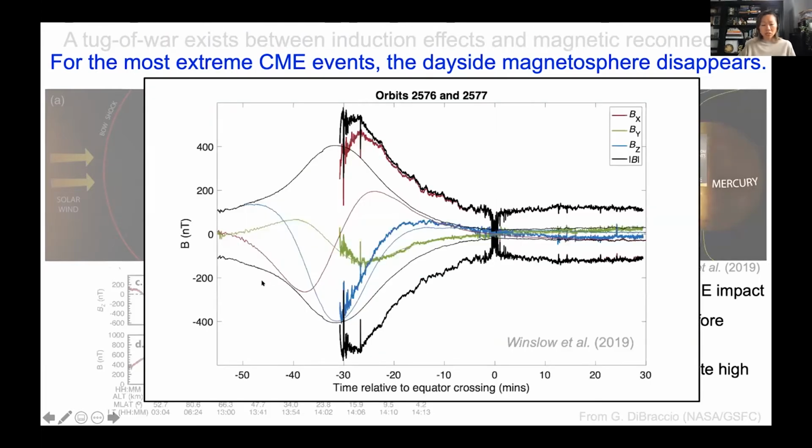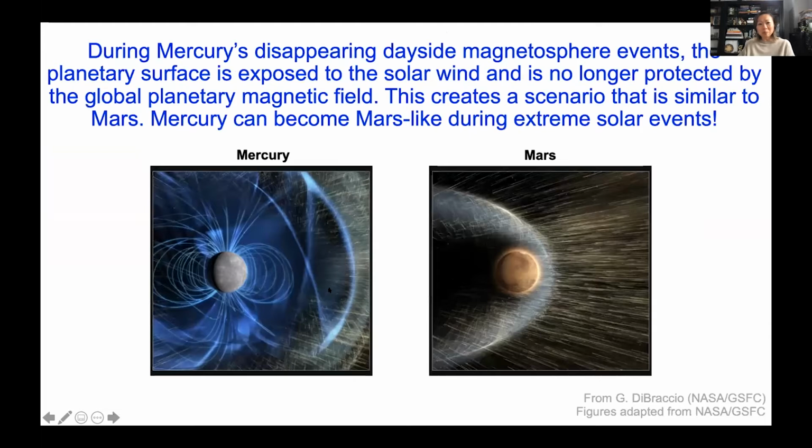And I thought this is a really nice illustration by Reka Winslow and her co-authors showing this. Okay, so the thin line seen here, in particular the BZ, which is shown in blue, you can see again the smooth rotation before a CME event. And when it goes back up and goes positive, that's an indication of the day-side magnetosphere. But when there's a CME event, so this is the thick wiggly lines, you can notice that there are no thick wiggly lines on the left-hand side, before the magnetopause crossing. That's because the day side disappeared. So that's really interesting. That's really cool.